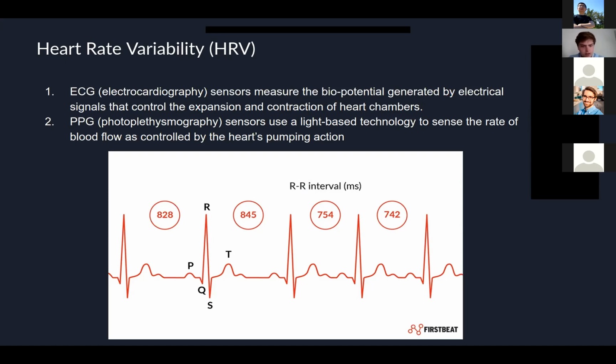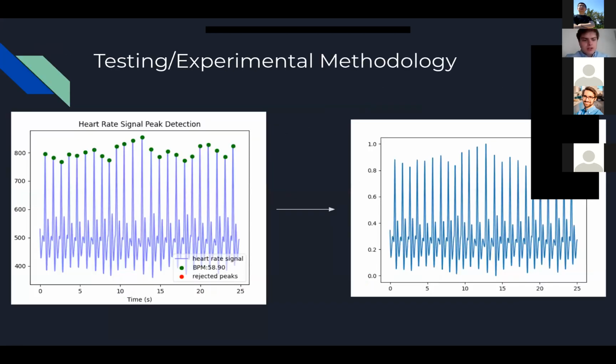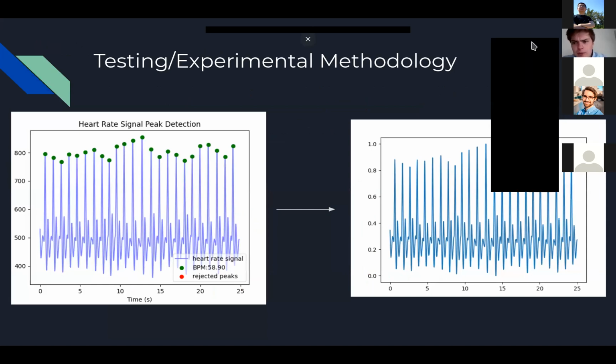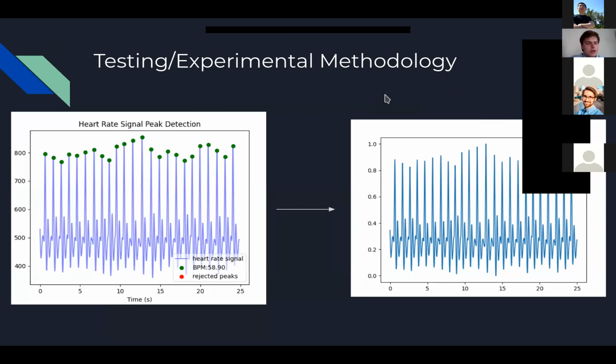But I didn't have time to do that anyways. So moving on. I grabbed a Python library to get example heart rate signal peaks. On the left is the output of it being plotted.